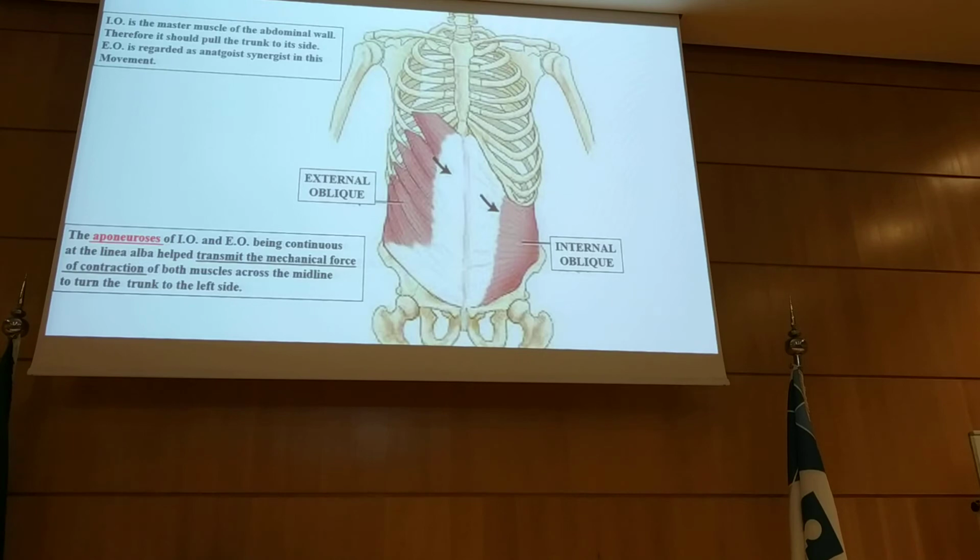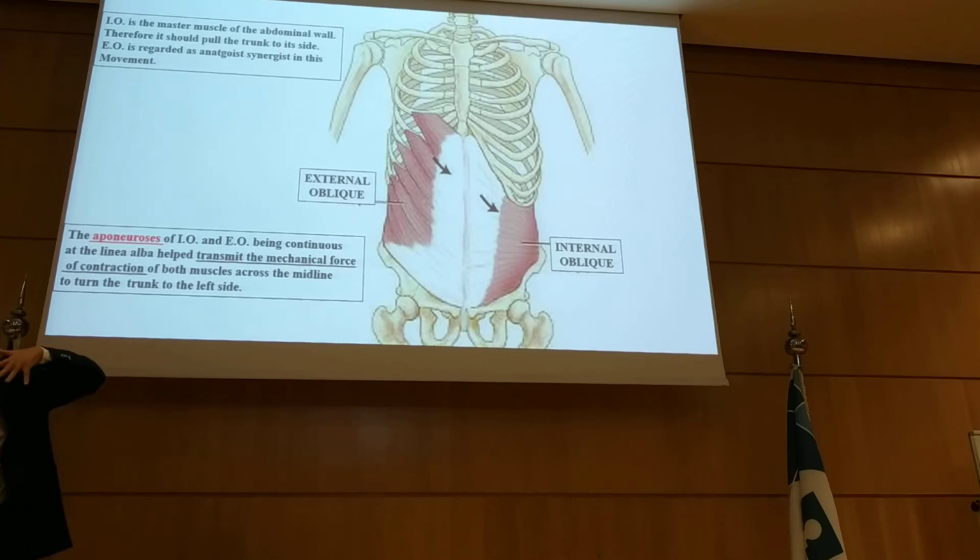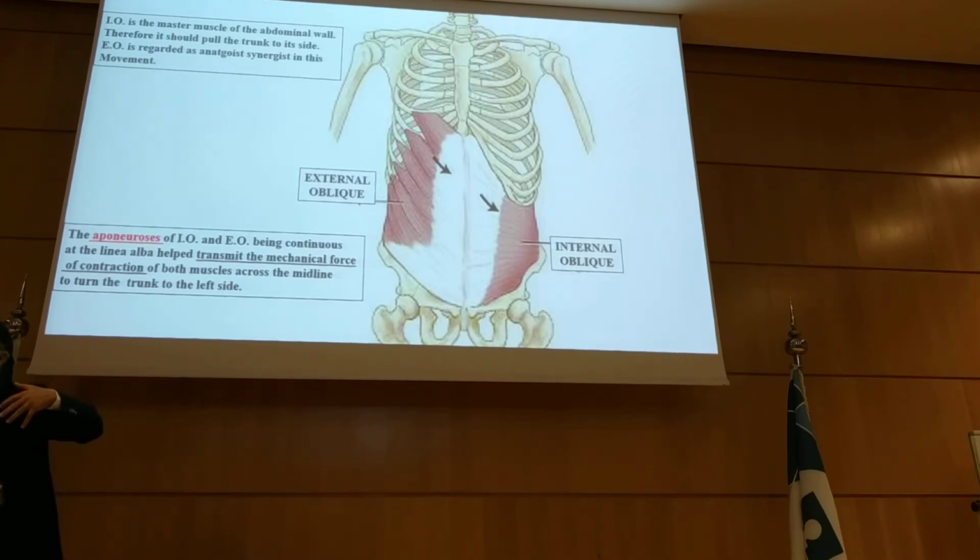Here is the internal oblique. And here is somebody who is putting his hand like this. This is the external oblique. This is the internal oblique, and this is the external oblique. So the internal and the external oblique are meeting together through the midline by the linea alba.